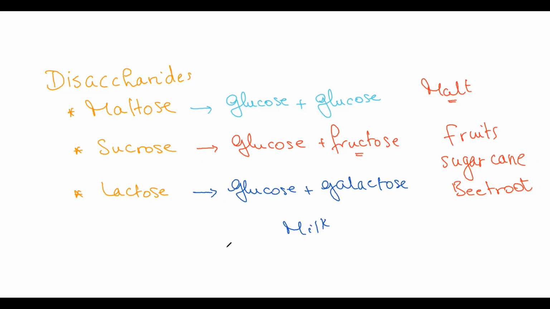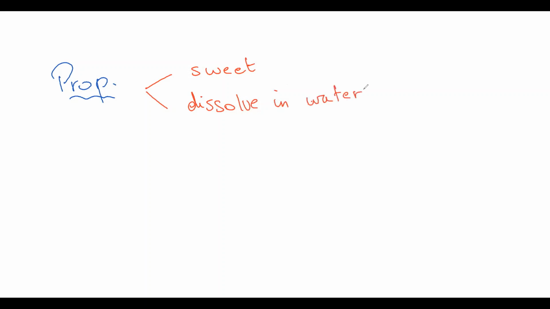But let's go now to the properties of all the simple sugars, which are monosaccharides and disaccharides. All of them are, of course, sweet in taste, and all of them dissolve in water to form a sugary solution. As I said before, there are basic units for all the organic molecules. Now, the basic unit of carbohydrates is glucose.